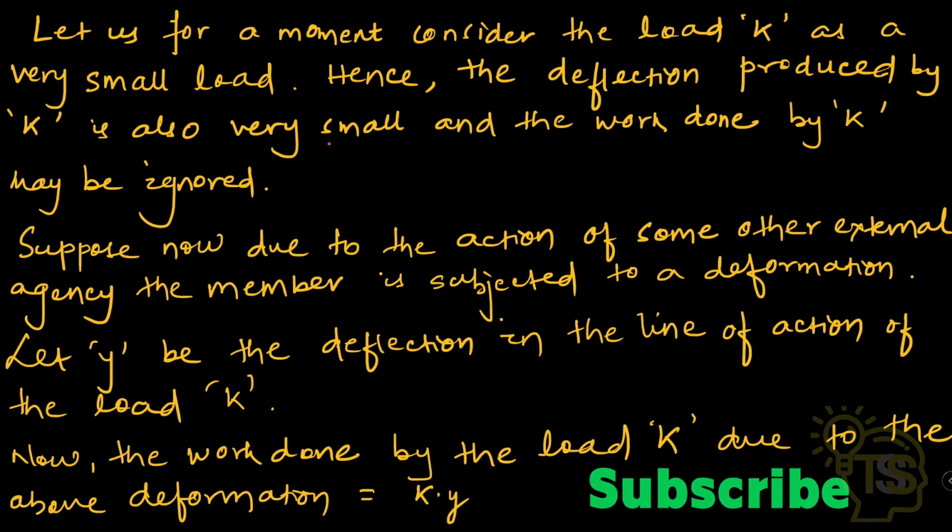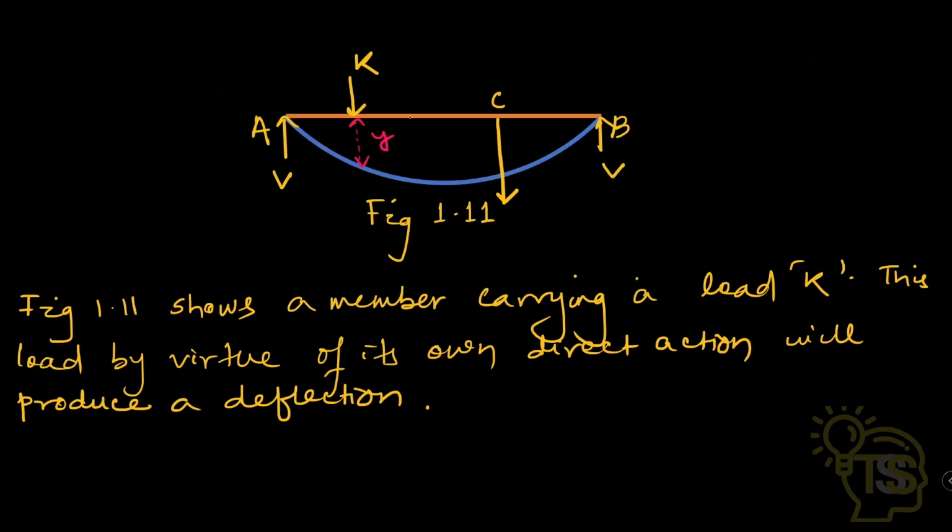Now, let's explain it. What it says is that a load K is applied on a beam AB. As the load is very small, the deflection produced by the load K will also be very small, so it can be ignored. Then at point C, another external agency is applied. Due to this external agency, a deflection Y occurs at the line of action of load K.